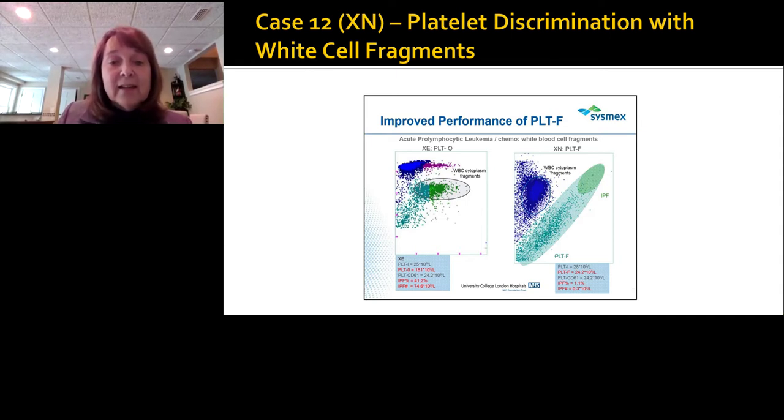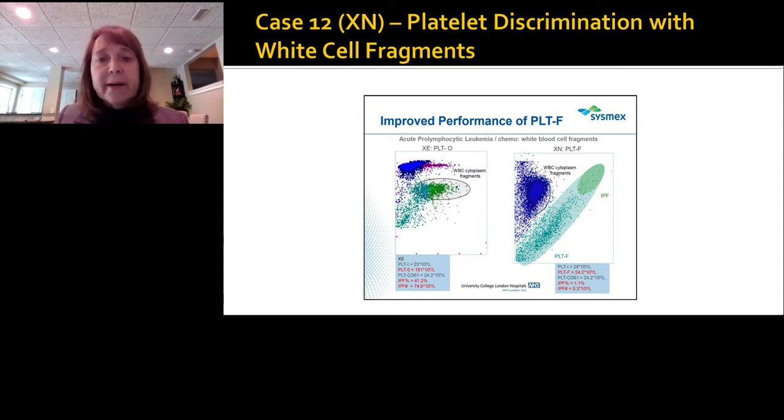Beyond that, the immature platelet fraction in the XE value gave a value of 41%. So the physician might think the bone marrow is actively trying to compensate and make platelets. Whereas in the Platelet-F, we have a 1.1% immature platelet fraction, showing us that we have very little new release of platelets. So I'm really quite excited about this parameter, and I think for our leukemic and chemo populations, it's going to be a nice addition to the repertoire.